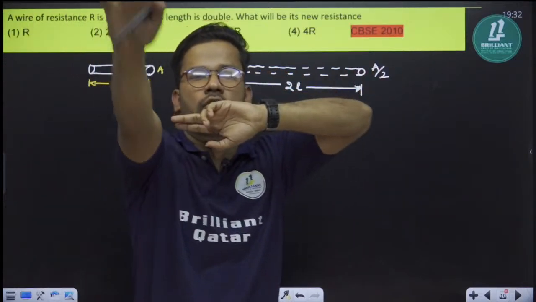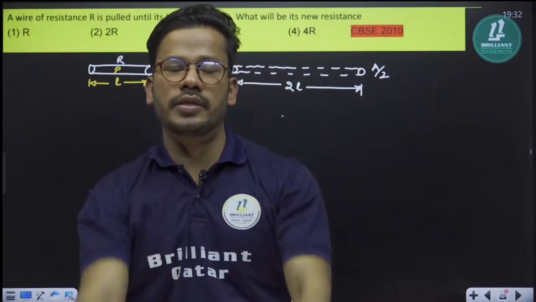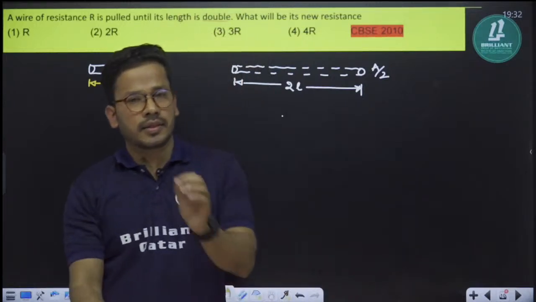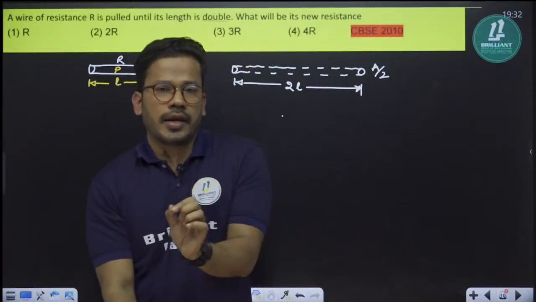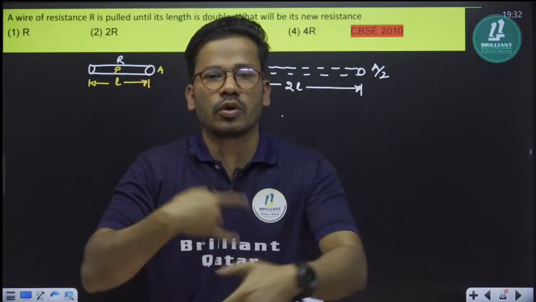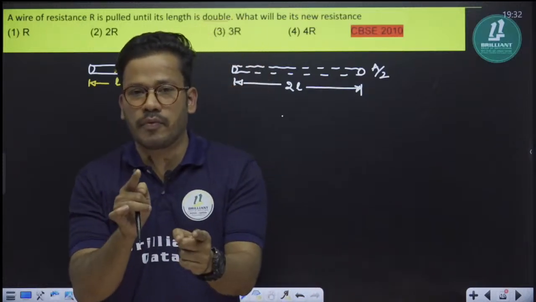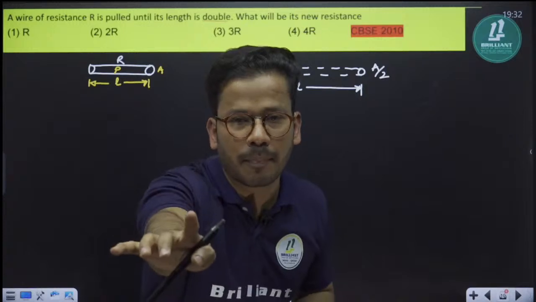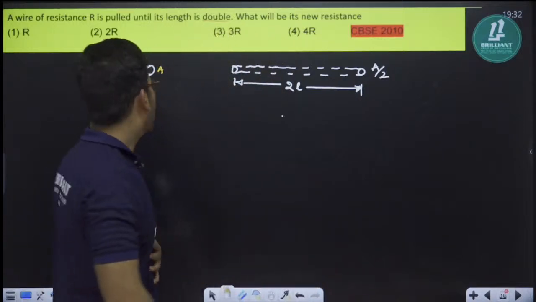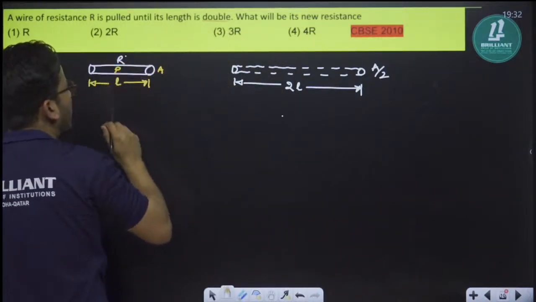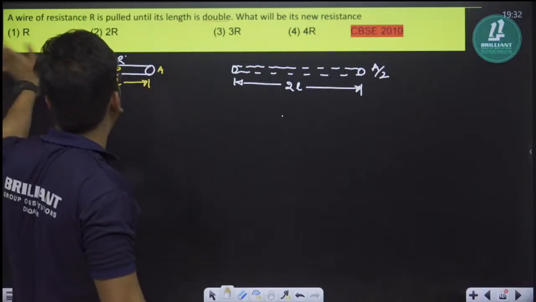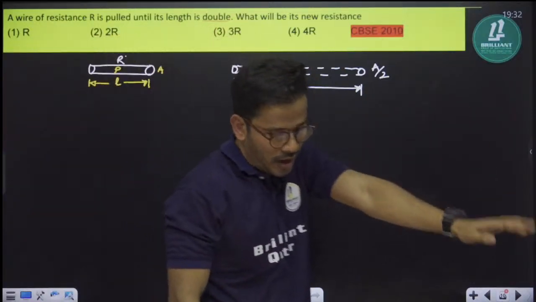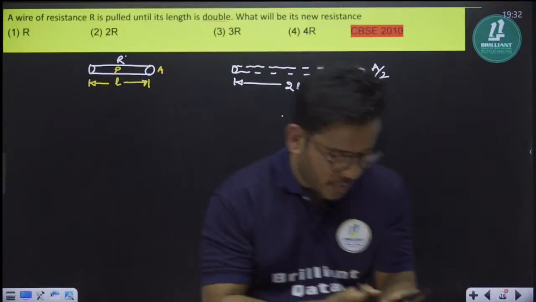What I know about resistance is that wherever the length and area change, the resistance will also change, because resistance is a physical quantity which depends upon length and area. The resistance R is going to change now. Either it becomes R, twice R, thrice R, or 4R. Let's see how many of you have answered this.